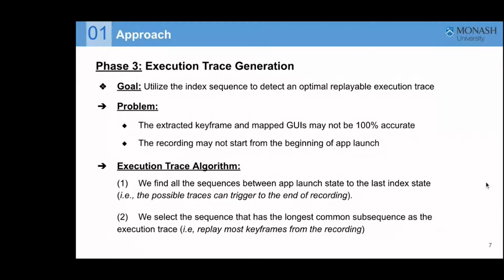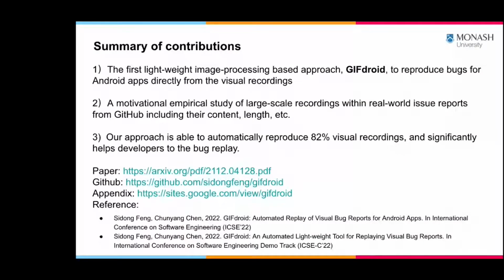In summary, the visual bug recording is trending in bug reports due to its easy creation and rich information. To help developers automatically reproduce those bugs, we propose GIFDroid, an image processing approach to convert the recording to the executable trace to trigger the bug in Android apps. In the future, we will keep improving our approach for better performance. That's all for our paper. Thank you very much.